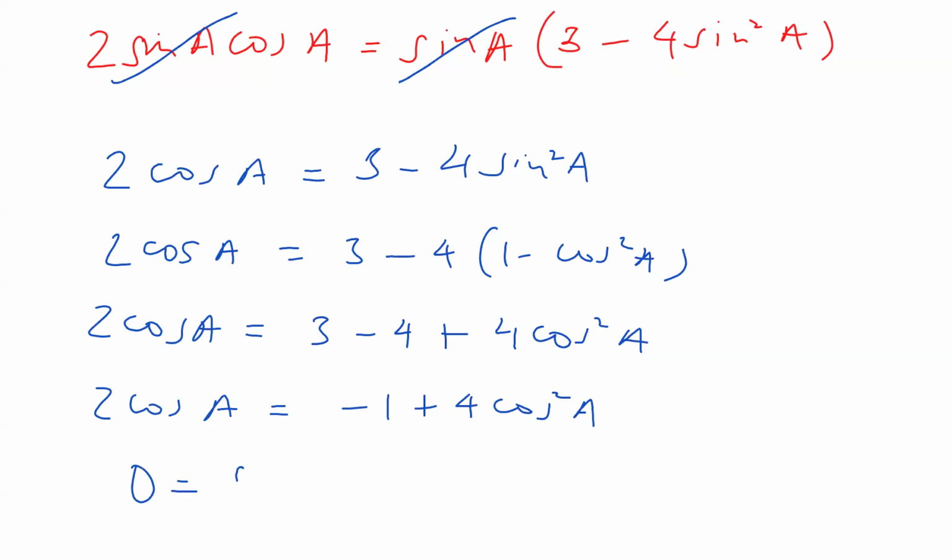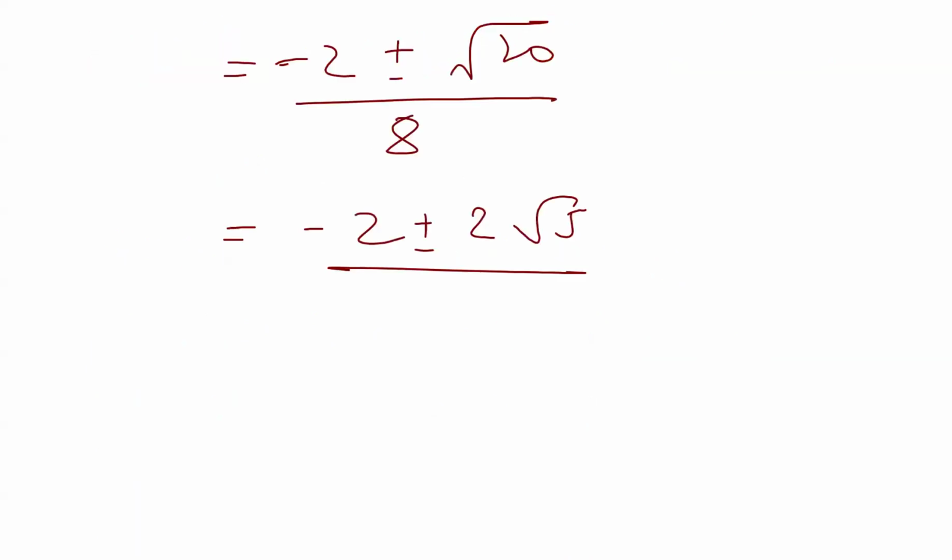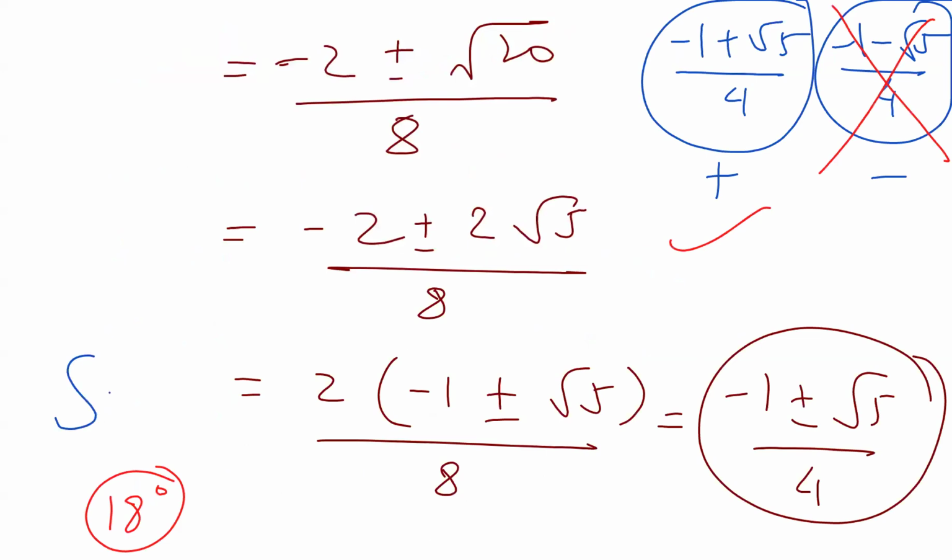So quadratic: 4 cos square A minus 2 cos A minus 1. So we'll get two different values of cos A. And remember A is 36 in this problem. In the previous part, it was sine A, na? So previous part A was 18. This part A is 36.